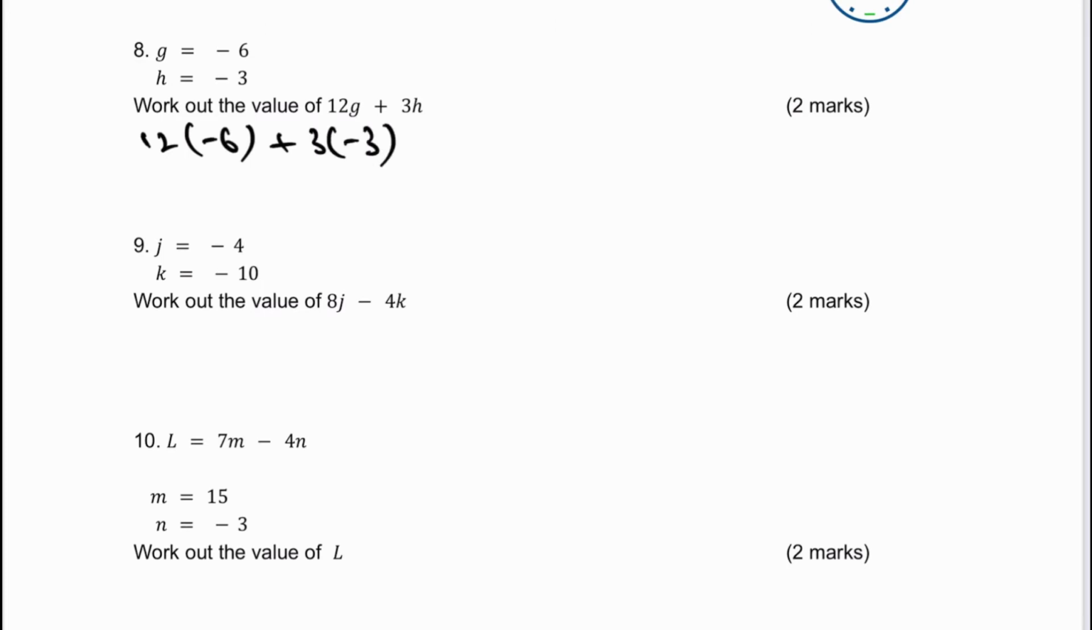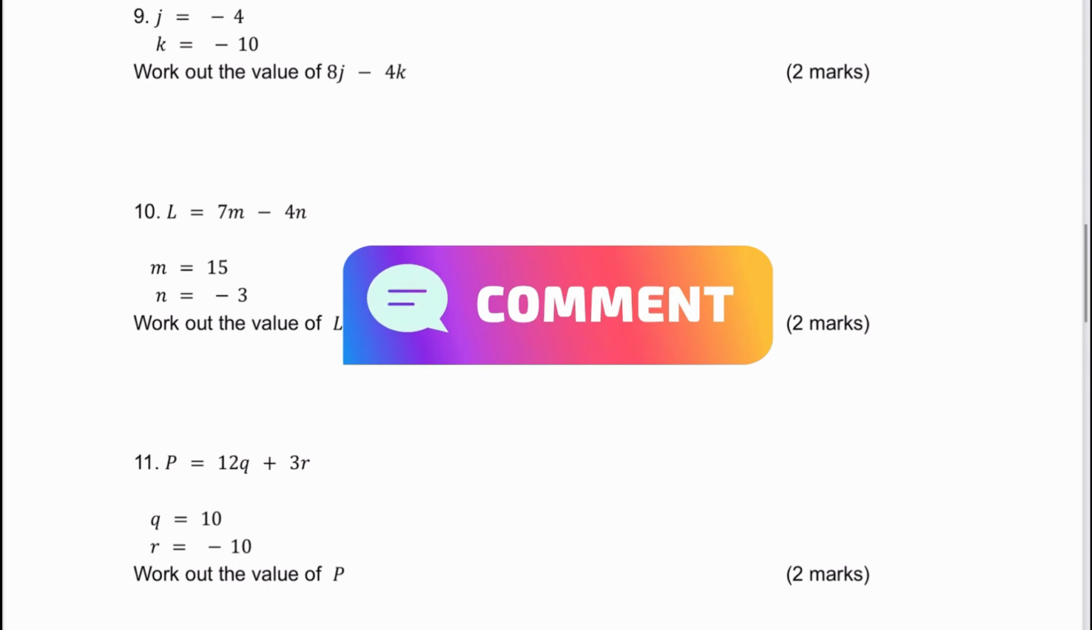So 12 times minus 6 is going to be minus 72, and plus 3 times minus 3 is going to be minus 9, so my answer is going to be minus 81, because minus 72 minus 9 is going to be minus 81. Okay, let's have a look then at question number 9.